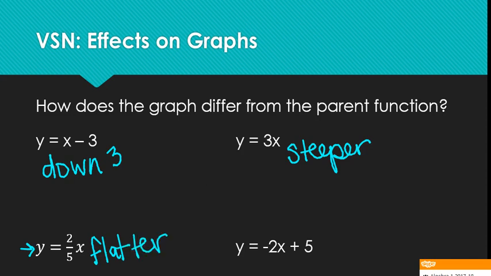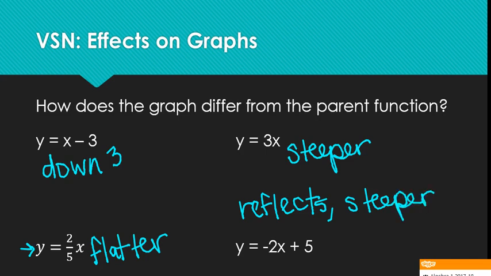And then we look at this last one. We know the negative sign, first of all, reflects it. Okay? The 2 is going to make it steeper. It is the slope. The digit itself is larger, so it's going to be steeper. And it's shifted up 5. Okay?